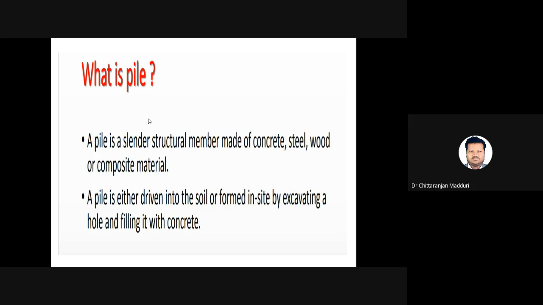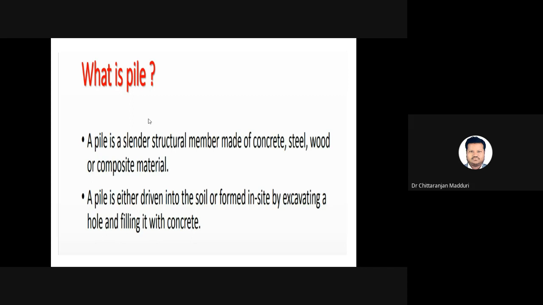Precast means the pile is manufactured in a factory and transported to the site. Then it is driven into the soil. It is called a precast concrete pile. Or sometimes a borehole is made and filled with concrete and steel. Then the pile is formed inside the ground. It is called cast in situ. Otherwise, if the pile is manufactured in a factory, transferred to the site and driven into the soil, it is called a precast concrete pile.